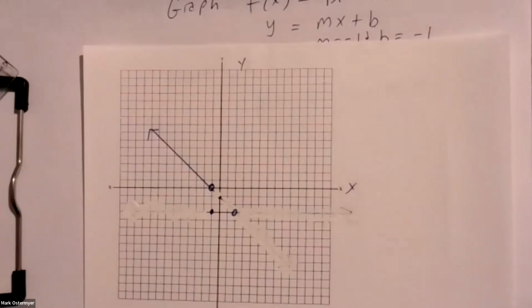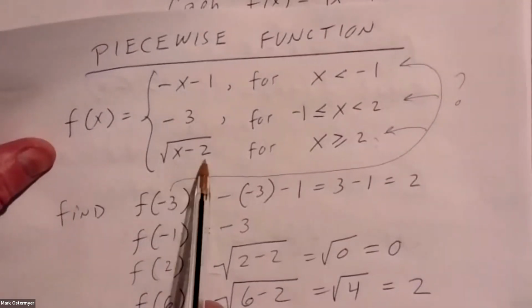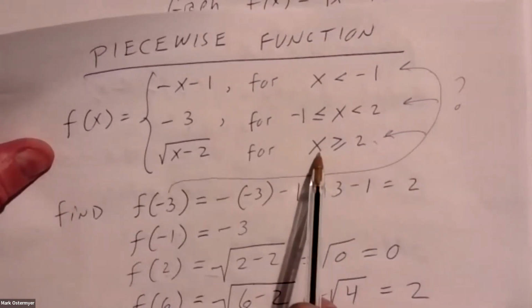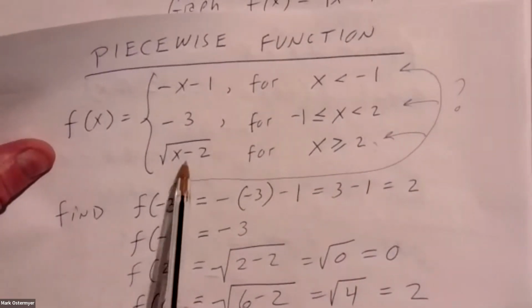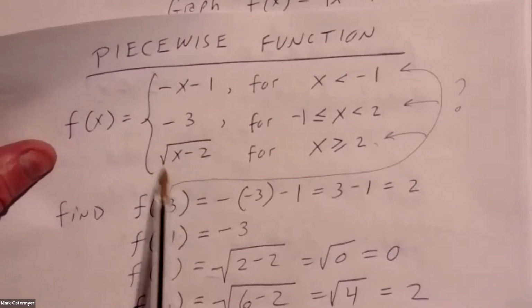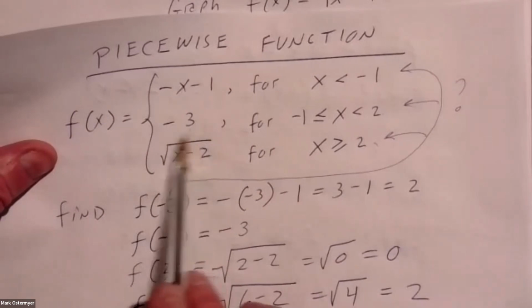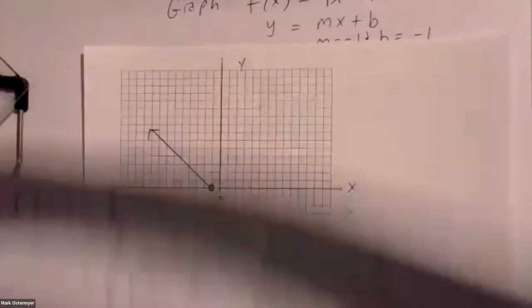Finally, we have to graph the last definition, which is to say f of x is equal to the square root of x minus 2, only valid, however, for input values of x that are greater than or equal to 2. But I have a question for you, ladies and gentlemen. What is the basic parent function for this function here? The basic parent function. It's just f of x equal to the square root of x. Do you agree?